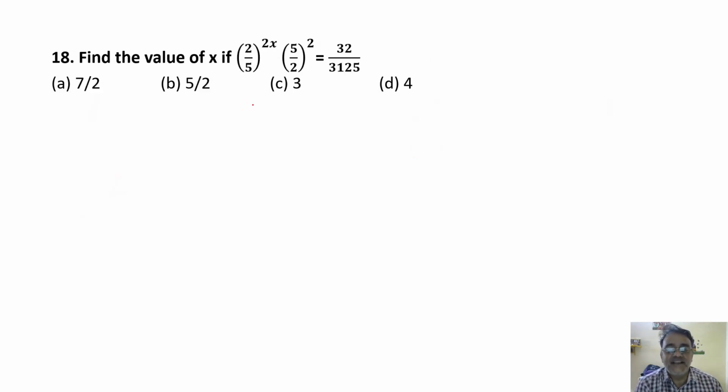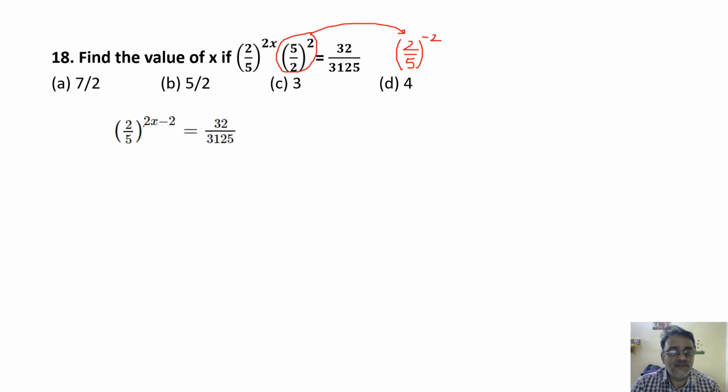Find the value of x if (2 by 5) to the power 2x into (5 by 2) to the power 2 is equal to 32 upon 3125. Look carefully, if we write this in reciprocal, that is 2 by 5, so the power will become minus. This is clear? If we write 5 by 2 as 2 by 5, the power becomes negative. Now we can add these two powers. So finally we'll get (2 by 5) to the power 2x minus 2 is equal to 32 upon 3125. If this step is clear, let's move ahead.